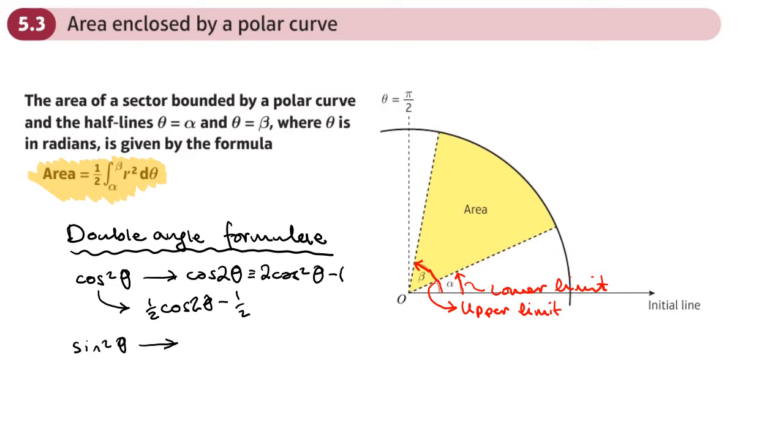We can do the same if we have a sine squared theta in there. We can use the same double angle for cos, the one which is 1 minus 2 sine squared theta. You can use that to make a substitution for sine squared, and that would be a half minus a half cos 2 theta. So you may find those useful.